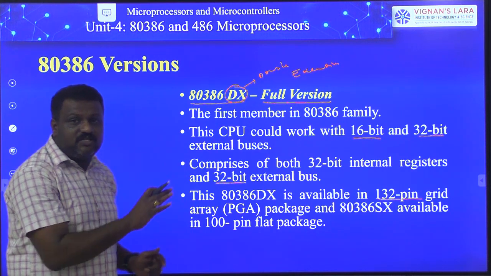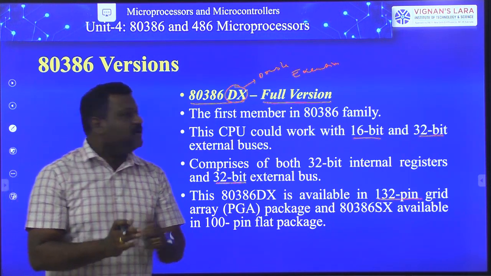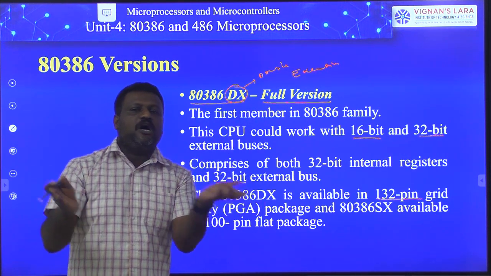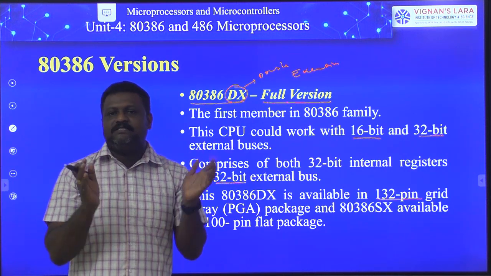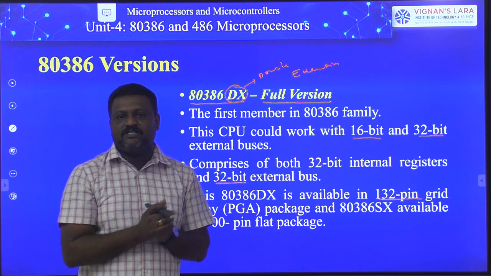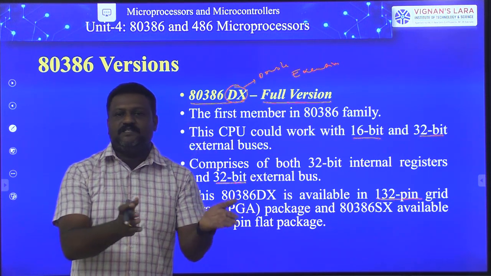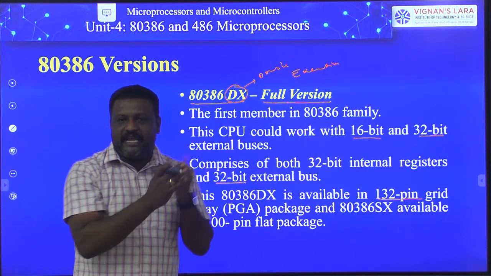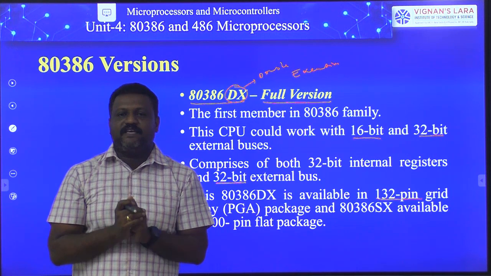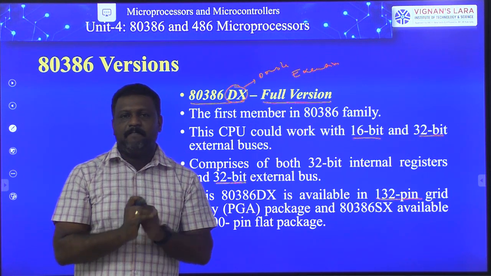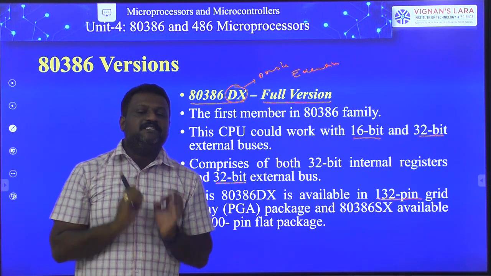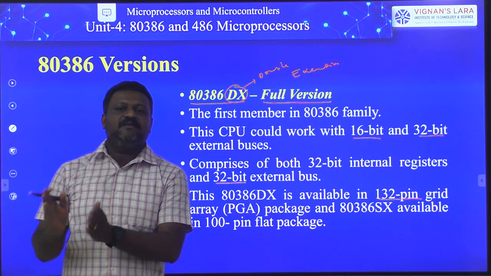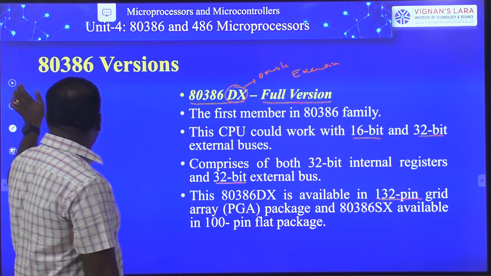So that is about 80386DX. Once again I repeat, it is the first member in the 80386 family. Second, it can use all 32 data lines to communicate with external devices, or it can use 16 data lines also. Internally, it can do arithmetic and logical operations on a maximum of 32 bits because its ALU capacity is 32-bit, and its internal register sizes are 32-bit. The final point is that 80386DX was available in a 132-pin PGA package. PGA means pin grid array package. So you have to remember that, friends.